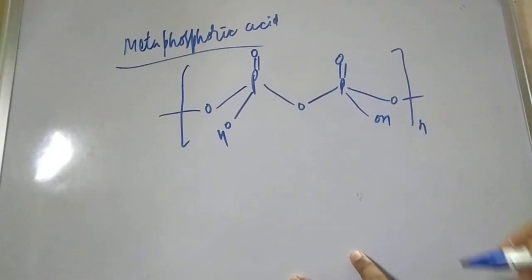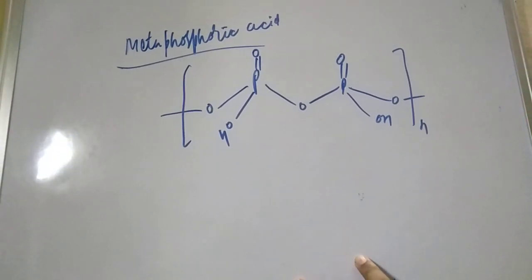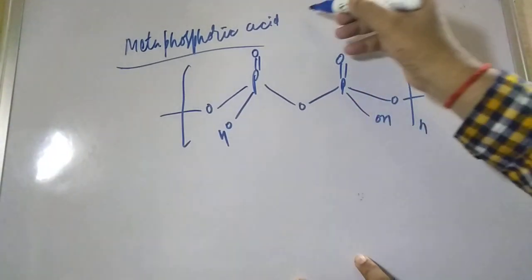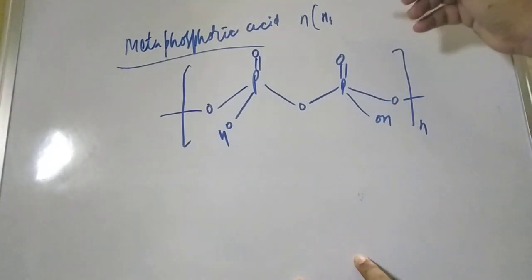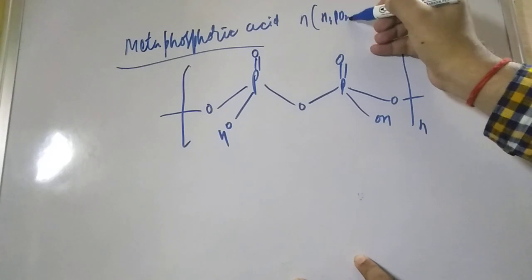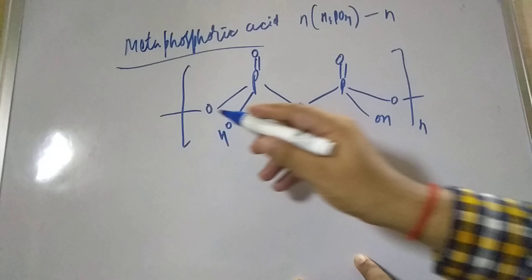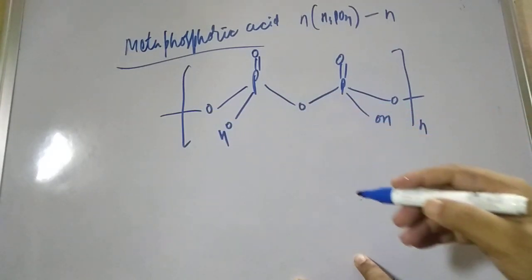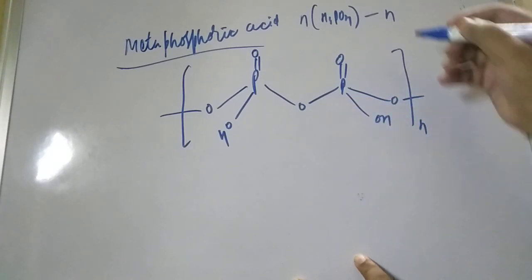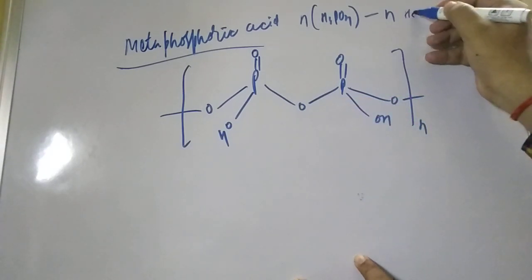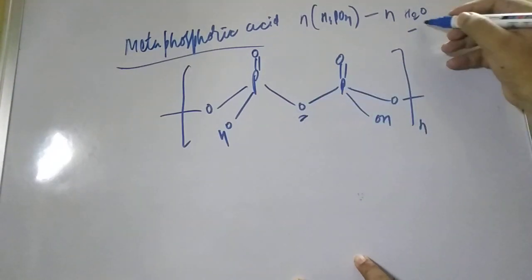This goes on for N number of units. Whatever is formed is metaphosphoric acid. So from the N number of H3PO4, you are subtracting N number of water molecules, that is, here hydrogen, here hydrogen, here hydrogen. So here is the water molecule and 2 hydrogen, H2O minus H2O, and then again H2.